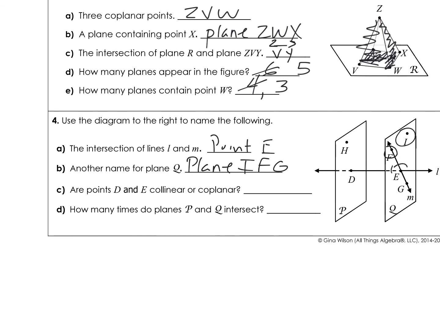Are points D and E collinear? Let me erase some of my markings here. Are D and E collinear or coplanar? Well, it looks like they're on the same line, but technically we need 3 non-collinear points to name a plane, so this is not a plane. This is collinear. Okay. And then how many times do planes P and Q intersect? Planes P and Q never intersect. 0.